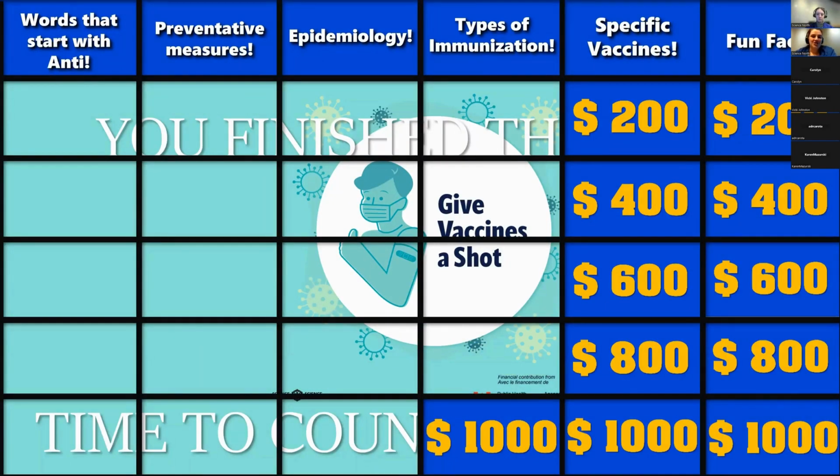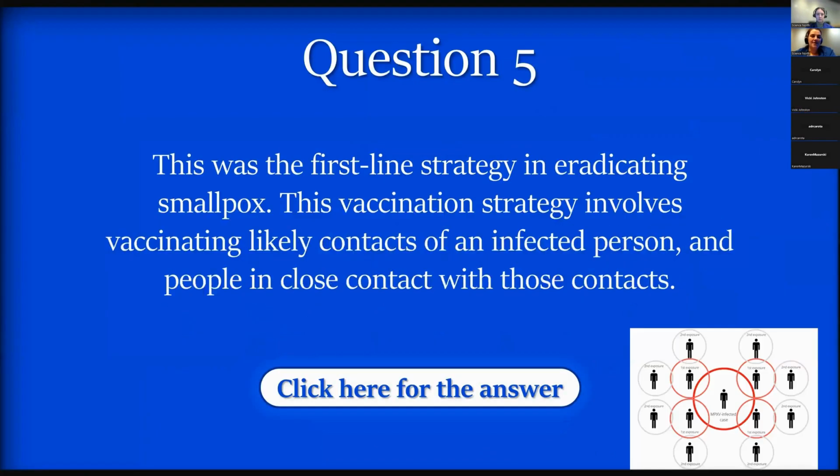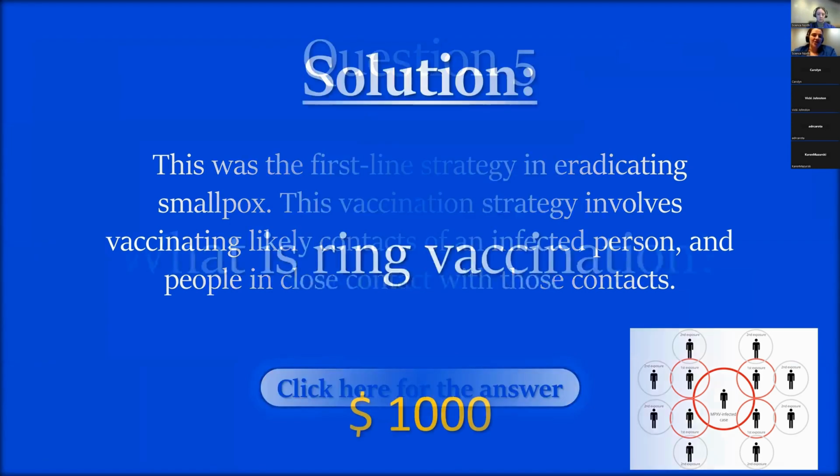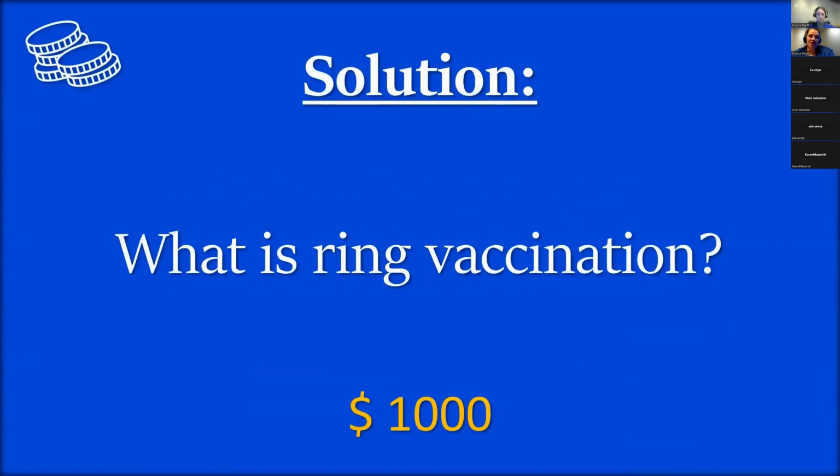And our last question in the types of immunization category, this was the first line strategy in eradicating smallpox. So this vaccination strategy involves vaccinating likely contacts of the infected person and people who were in close contact with those contacts. So what was this one called? So if you answered what is ring vaccination, good job. You give yourselves the $1,000 for that question.